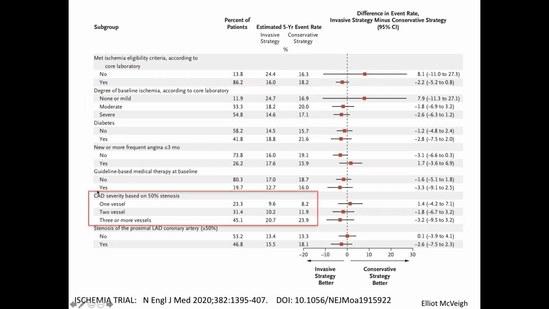You go down to the CAD, which is the CT image looking at the coronary vessel. And if they have 1 vessel disease, this is their event rate, 2 vessel this, 3 vessel this. Okay, that makes more sense. The probability of having an event goes up as your severity of disease goes up according to this criterion. However, the difference between optimal medical therapy and invasive is still insignificant, right? However, the data look more sensible, right?